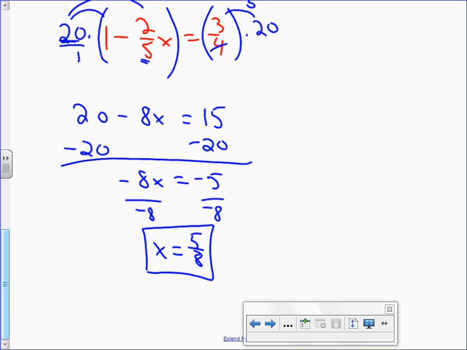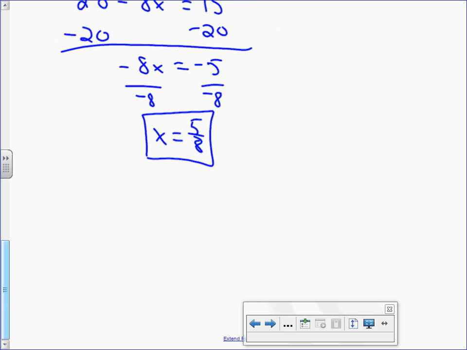Okay. Two things: they learned this method last year. It's going to be useful in some of the things that we do in Algebra 2 as well.